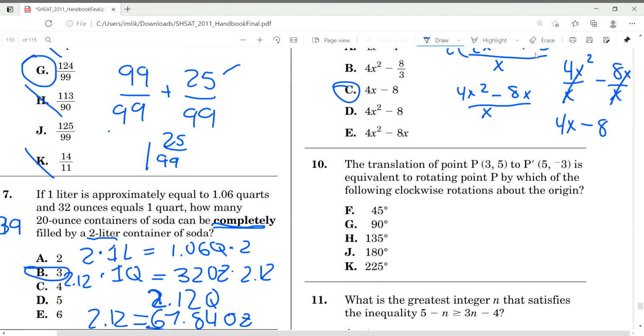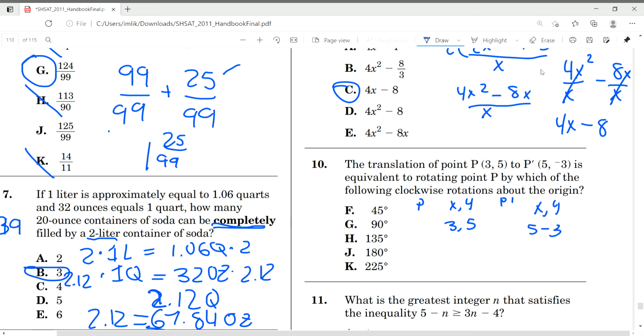Moving on to 10. The translation of point P 3, 5 to P prime 5, negative 3 is equivalent to rotating P by which of the following clockwise rotations about the origin? So let's see what's happening here. We have a y and an x. Our x and y for our P is 3, 5. Nope, that is the wrong way around. Sorry about that. So our regular P, that's x, y, which is 3, 5, and our P prime, our x, y, turns into 5, negative 3.